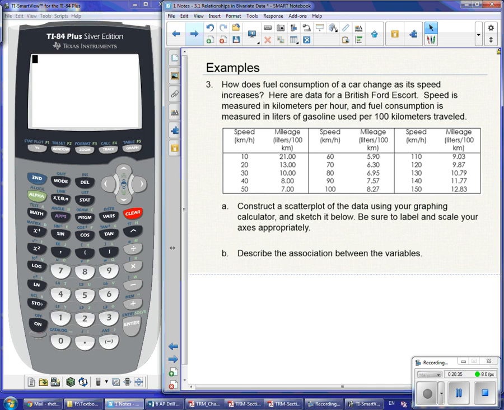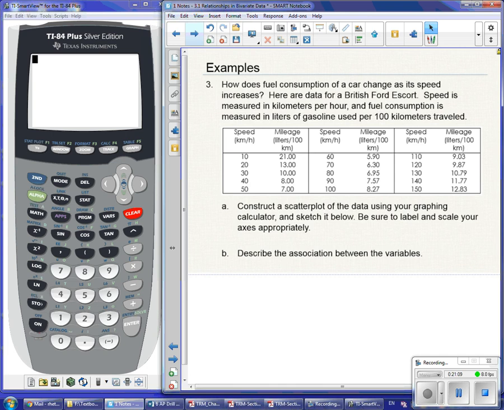Number 3 says, how does fuel consumption of a car change as its speed increases? Here are the data for the British Ford Escort, where speed is measured in kilometers per hour, and fuel consumption is measured in the liters of gasoline used in 100 kilometers. So the way they're measuring gas mileage is different than the way we measure it. We measure how many miles you can go on 1 gallon of gas. In Great Britain they measure how many liters of gas it takes to go 100 kilometers. So it's measured a little bit differently.